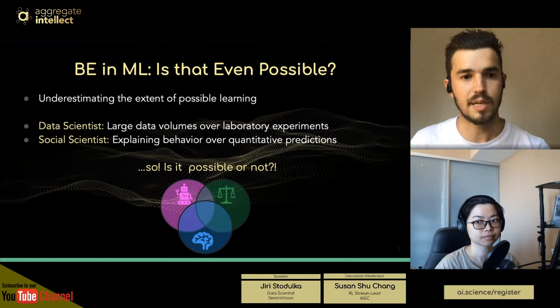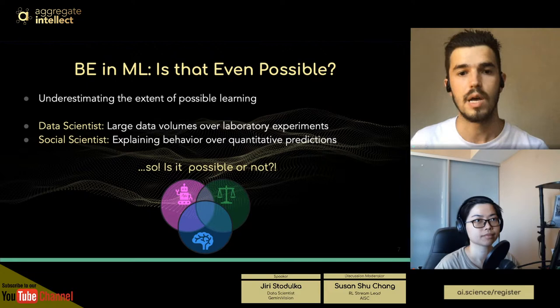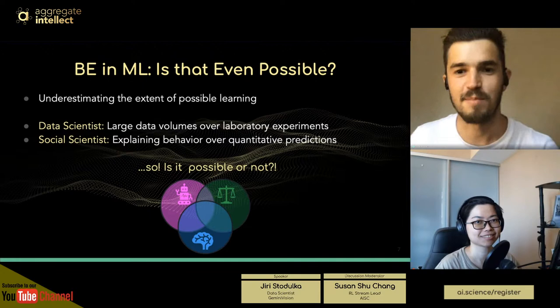Speaking about data scientists, they usually work with large data volumes, and social scientists, on the other hand, have laboratory experiments, and they are concerned about explaining behavior over quantitative predictions. So I think it's not possible. This is not possible. Which, you know, I'm just teasing you. It's definitely possible.